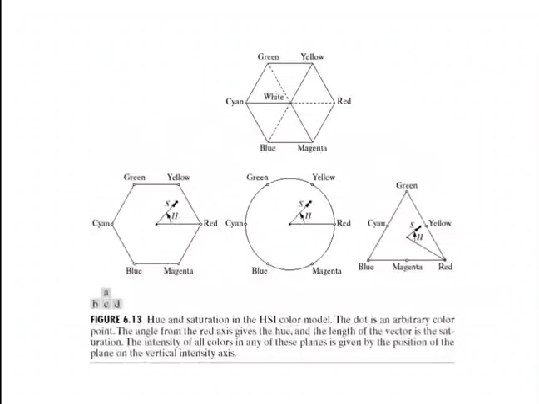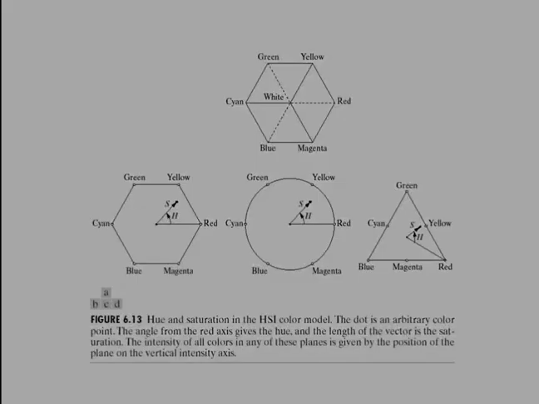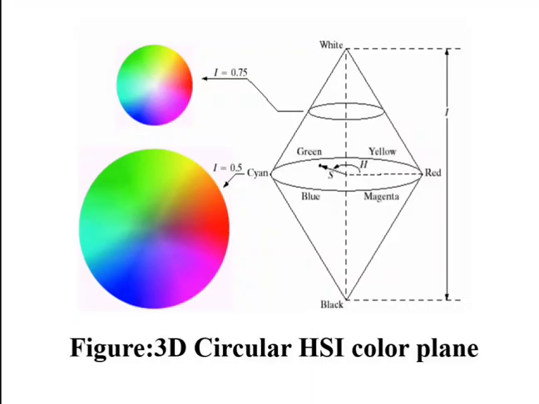Therefore, it is not unusual to see the HSI plane defined in terms of a hexagon, as we just discussed, a triangle, or even a circle as shown in figure C or D. The shape chosen does not matter because any one of these shapes can be warped into one of the other two by a geometrical transformation. The figure shows the HSI model based on the color triangles and also on a circle.